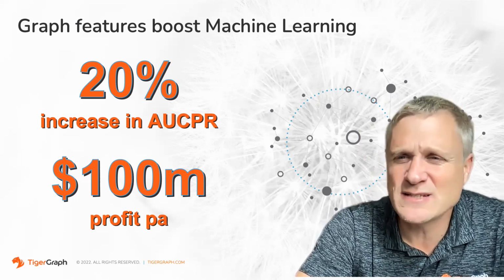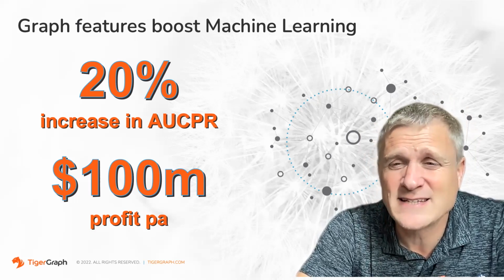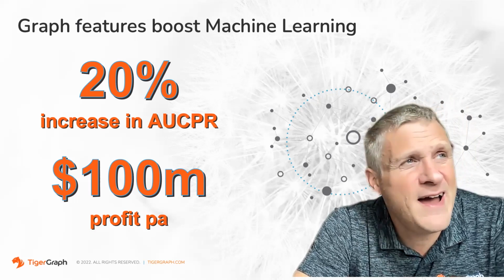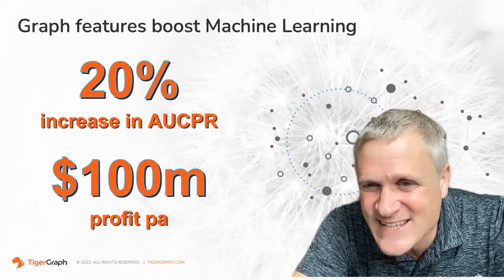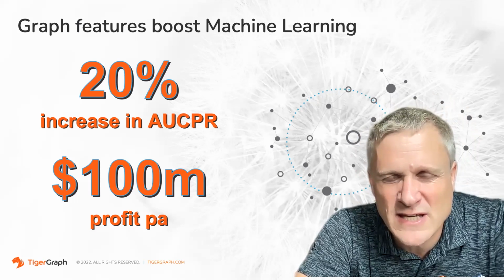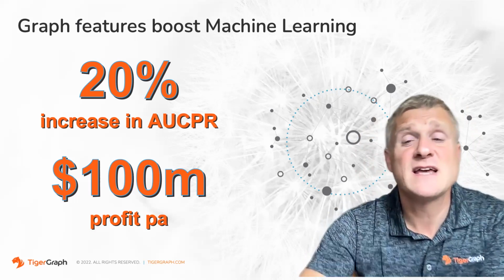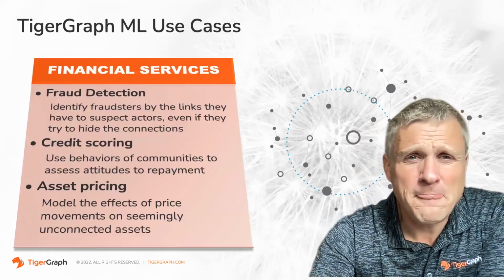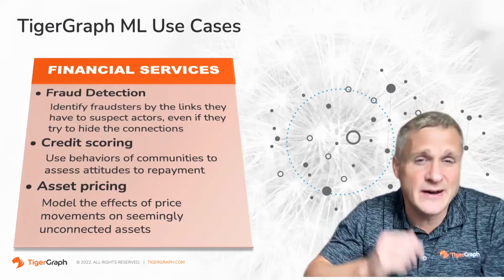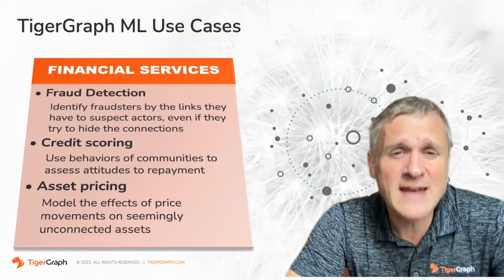So the message of this slide is we've seen the impact that taking graph features, graphiness, connectedness into your machine learning can do, right? It's not peripheral. It's big steps up in accuracy. It's massive amounts of value that some of these more sophisticated banks are getting. Okay, so here are some use cases for machine learning. I call it TigerGraph machine learning. Get any graph machine learning if you can do it on another graph. Doubt it, but if you can.